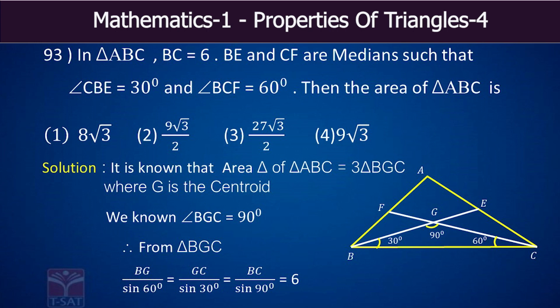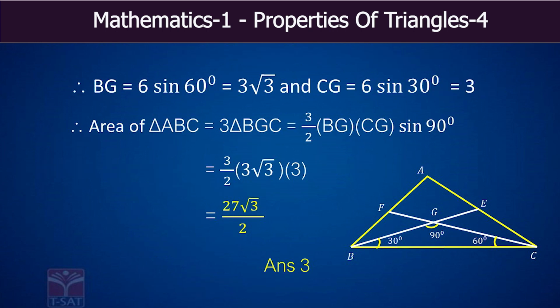So from triangle BGC, BG by sin 60 is equal to GC by sin 30 is equal to BC by sin 90, each is equal to 6, because BC is equal to a. So therefore, the area of triangle ABC is 3 times triangle BGC, which is 3 by 2 into BG into CG into sin 90. So that is equal to 3 by 2 into 3 root 3 into 3, 27 root 3 by 2.